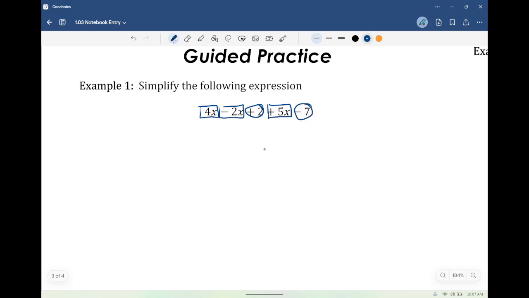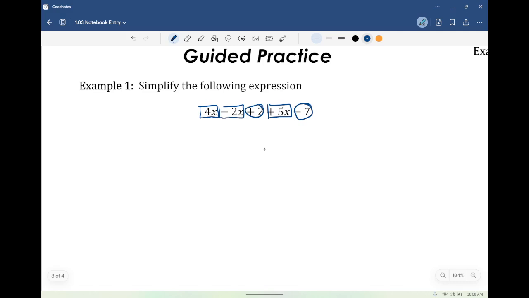The reason that I do it like this is that I can visually see what are like terms and what are not. And so if I think about what I can actually simplify and combine, anything with a square or a box around it, I can combine. Anything with a circle around it, I can combine. Anything with a box around it should never be combined with anything with a circle around it.